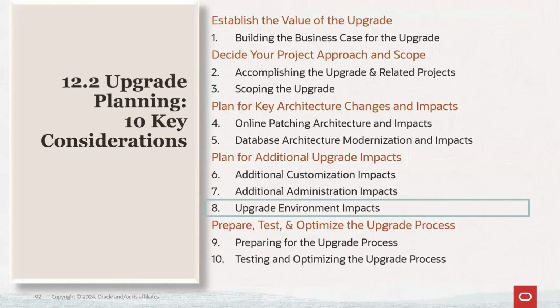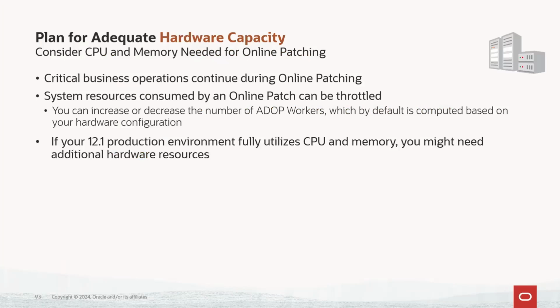What about upgrade environment impacts? A lot of times we're asked, do I need to acquire new hardware capacity inasmuch as the online patching is, in fact, consuming some resource? And it's true, it's running alongside of your critical business operations, but it turns out that it's not actually consuming a lot of resource, something on the order of maybe 5% of your capacity. And you can throttle the system resources that are consumed, that is, increase or decrease the number of ADOP workers that you apply to any given patching cycle.